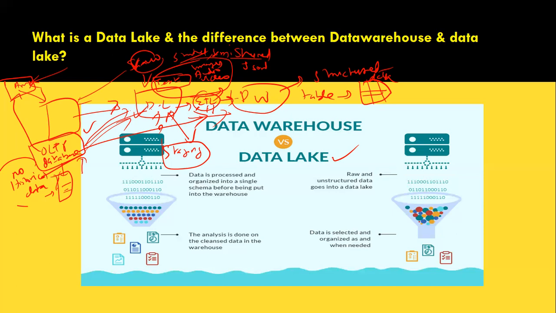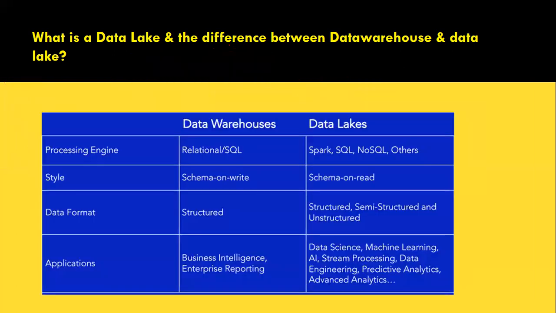Whereas in the case of data lake, I'll show you the difference. Look here, in the case of data lake the data scientist can go and access the semi-structured, unstructured data, and use machine learning algorithms, streaming processing, predictive analytics, and advanced analytics. All these applications will hit this data lake to pick up the data from here.